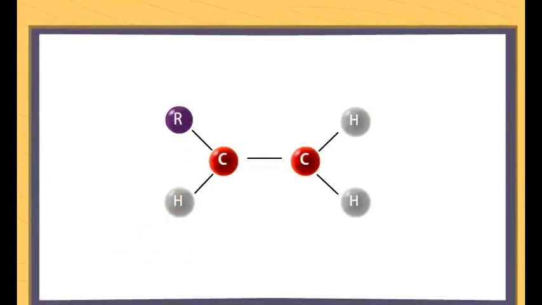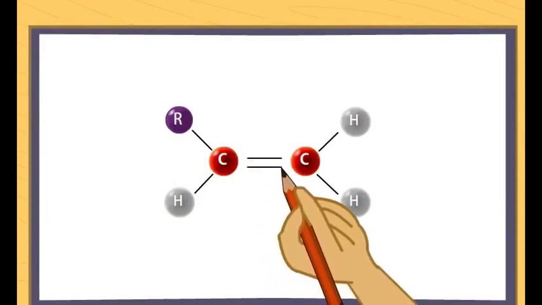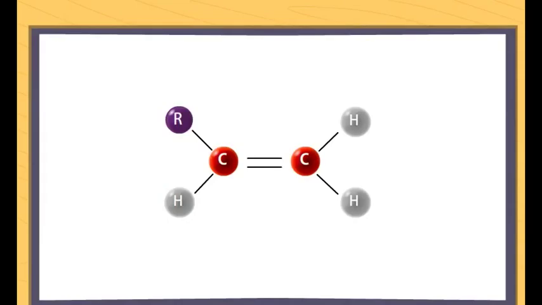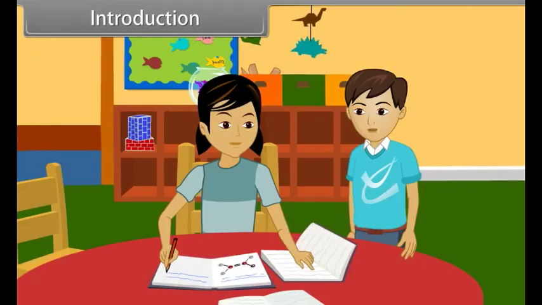Now this is correct. No, this is a double bond and this is an alkene. Teacher has taught us about single bonds and alkanes, but she did not teach alkenes. What are they? Alkenes are unsaturated hydrocarbons, and so are alkynes. Come, I'll tell you in detail about alkenes and alkynes.